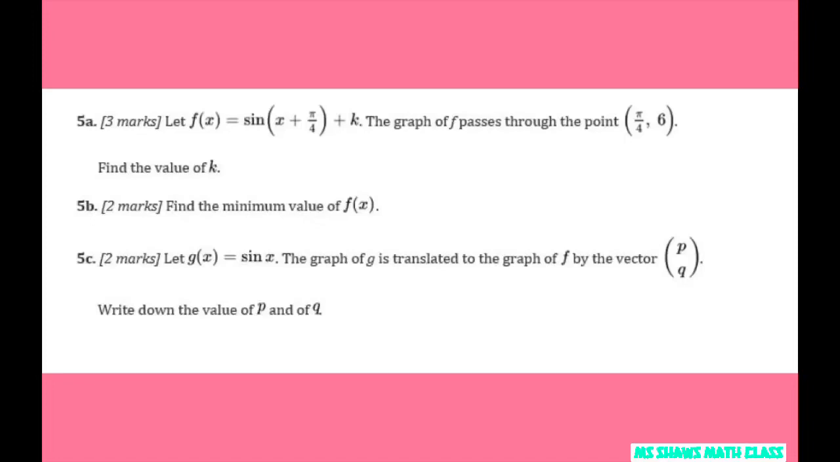Hi everyone, we're going to let f of x equal sine of (x plus pi divided by 4) plus k. The graph of f passes through the point (pi divided by 4, 6). Find the value of k. And then we're going to find the minimum value of f of x and then also answer 5c.